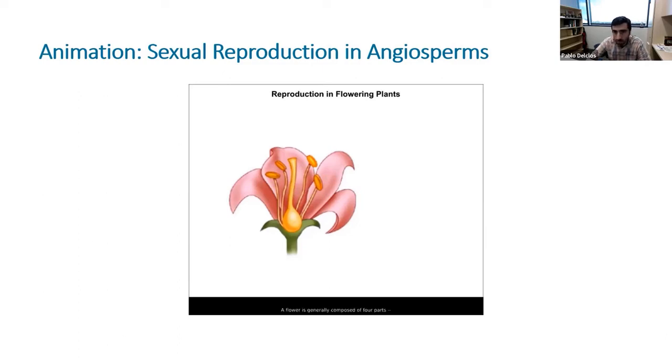A flower is generally composed of 4 parts: sepals, petals, stamens, and 1 or more carpels. Although the sepals and petals can play an indirect role in reproduction, for example, attracting pollinators, here we'll concentrate on the stamens and carpel, the parts directly involved in reproduction. The stamen, the pollen-containing structure, is composed of 2 parts, a stalk-like filament and an enlarged anther.